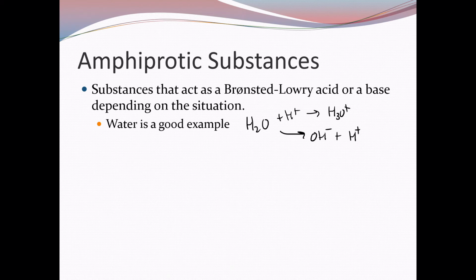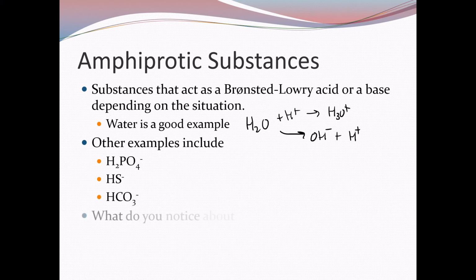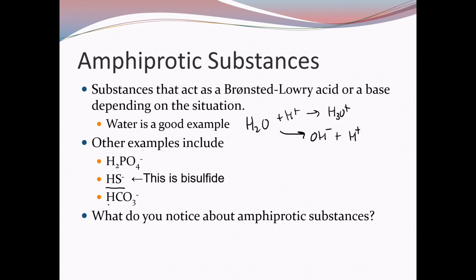Other examples of amphiprotic substances would look like this. This is dihydrogen phosphate. And then there's hydrogen sulfide. This is hydrogen bisulfite. No, not bisulfite. I actually don't remember the name of this. This is bicarbonate, the bicarbonate ion. I guess it would be a bisulfide ion, right? So all three of these substances have the ability to accept a hydrogen, or the ability to donate a hydrogen.